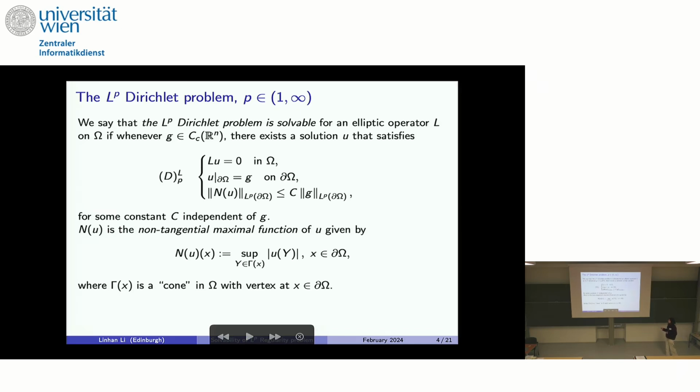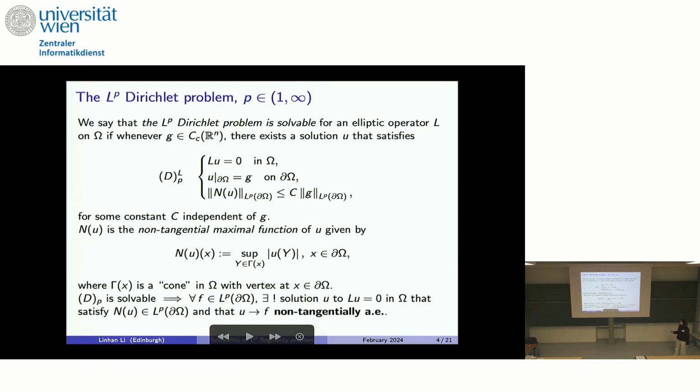Okay? So I put a quotation mark there because if the boundary of the domain is not a plane, then the cone is really not a cone, but it's twisted. But it's the same spirit of a non-tangential access region. Now, the good thing about knowing this LP bound is that if this LP Dirichlet problem is solvable, then for any LP function on the boundary, you know that there exists a unique solution to this equation in omega such that the non-tangential maximal function is in LP and U converges to the boundary data F non-tangentially almost everywhere.